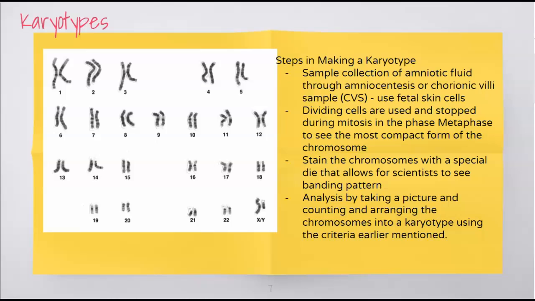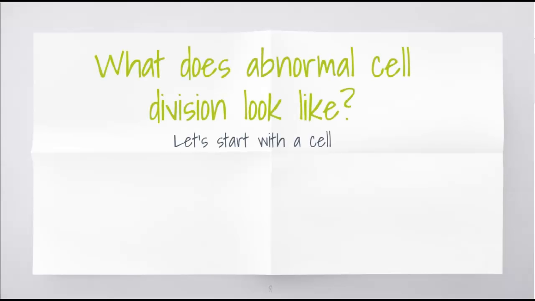And we're checking to see if, within that cell that we took all the chromosomes from, there are any extra chromosomes or missing chromosomes. Okay, so they arrange it by the criteria previously mentioned. Once they do that, they can see if they have a normal cell or an abnormal cell. An abnormal cell, what does that look like?